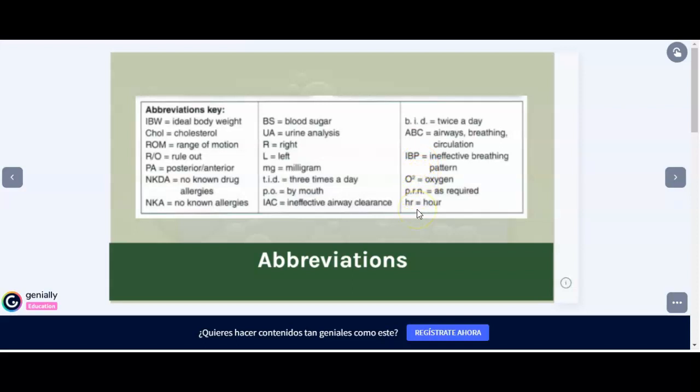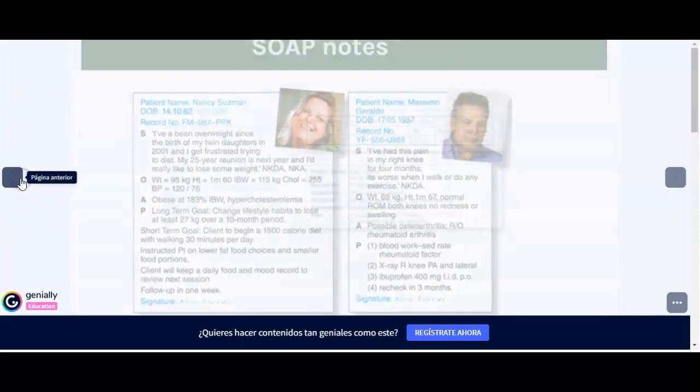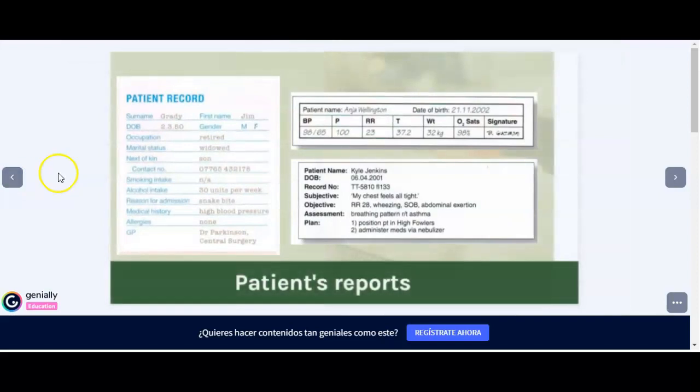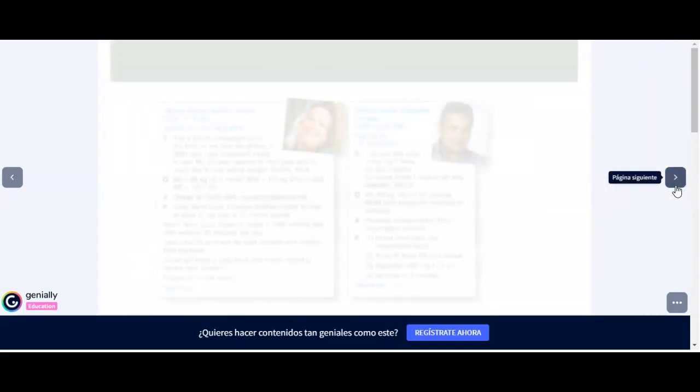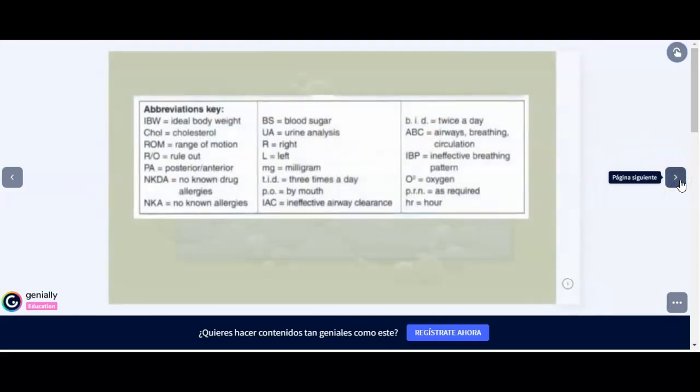In addition to this, don't forget that in unit number 3, we were working with some other abbreviations regarding vital signs, blood pressure, respiratory rate, temperature, weight, oxygen, and well, signature is not an abbreviation, so you need to learn all of these abbreviations to understand this kind of SOAP notes. So, are you ready to practice?